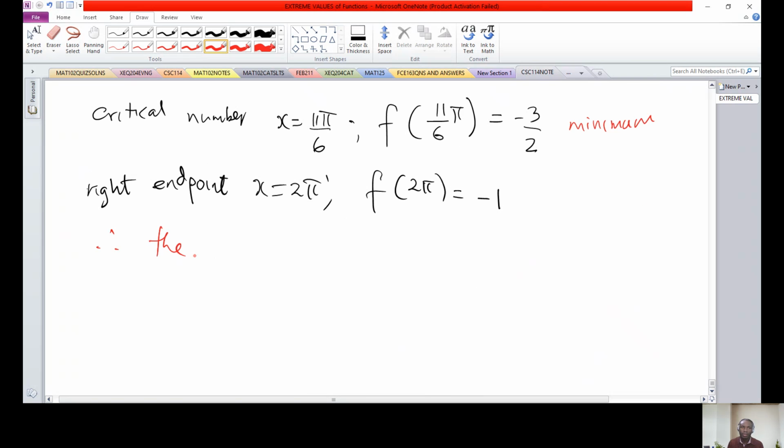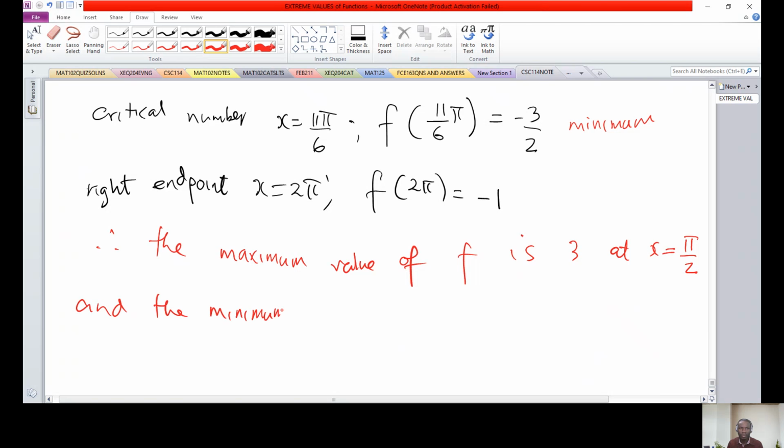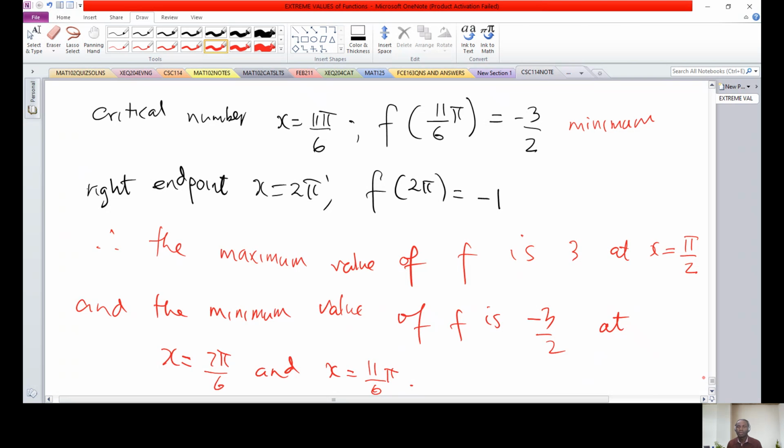So we say, therefore, the maximum value of f is 3 at x equals pi over 2, and the minimum value of f is -3/2, which occurs at x equals 7 pi over 6 and x equals 11 pi over 6. So that is how we find them.